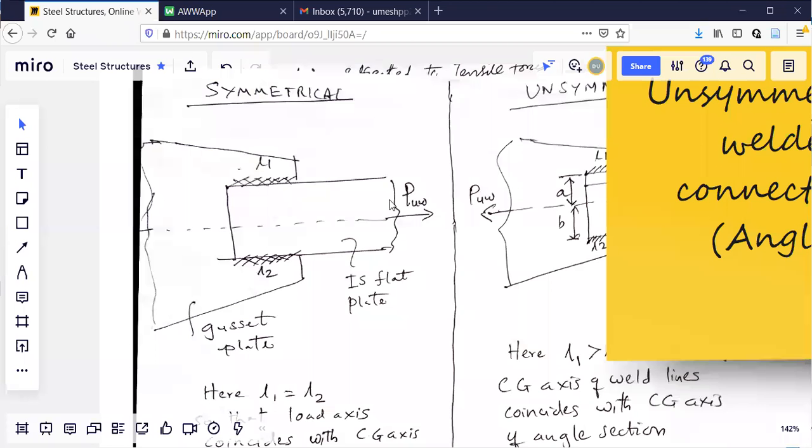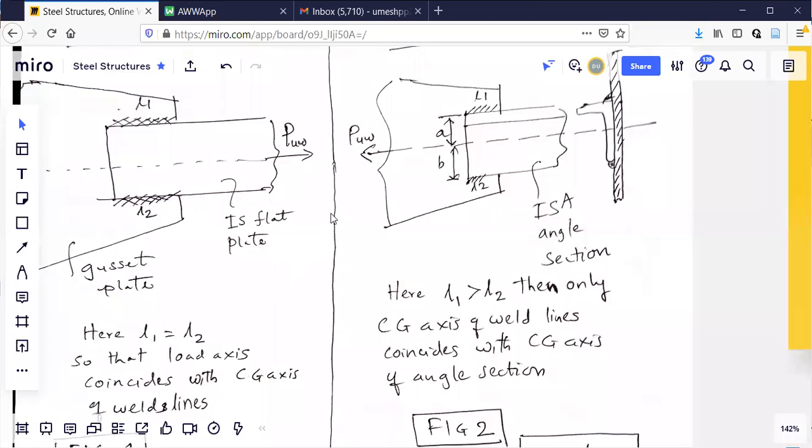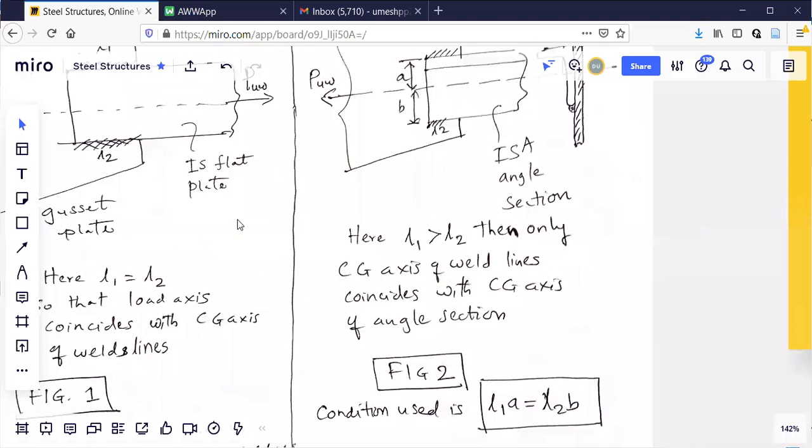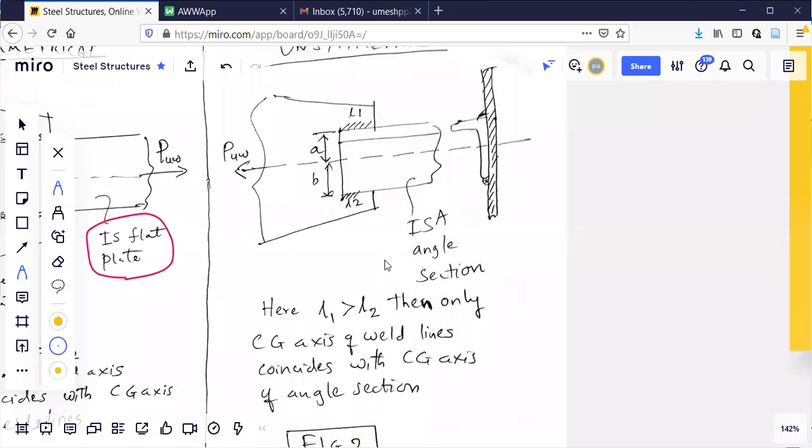In case of unsymmetrically welded, which is part 2 here, see this one. There are two diagrams. One is figure 1, figure 2. Figure 2 is related to today's topic. In figure 2, an angle is connected to the gusset plate, which is very common in case of trusses. You don't find any flat plates, IS flat. See here, this is IS flat. This IS flat is connected to the gusset plate. Here angle is connected, which is very common.